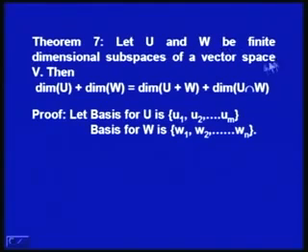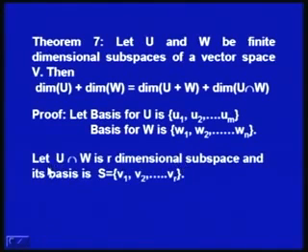Now U and W are finite dimensional subspaces. So let us say the basis for U is m dimensional and it is u1, u2, up to um, and the basis for W is w1, w2, up to wn, n being the dimension of W. Let U intersection W be an r dimensional subspace. So we can consider U intersection W as a finite r dimensional subspace, and let us say its basis is S equal to v1, v2, up to vr.